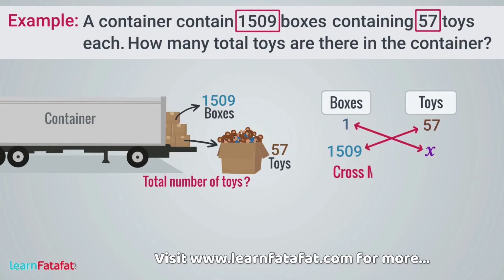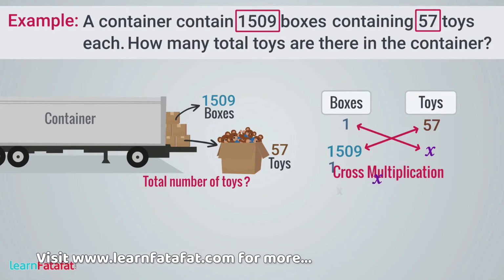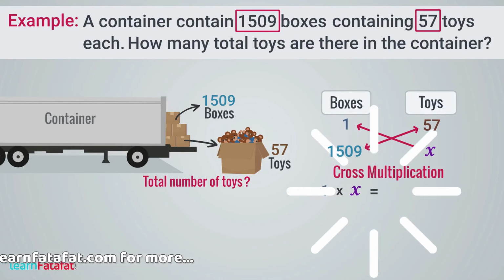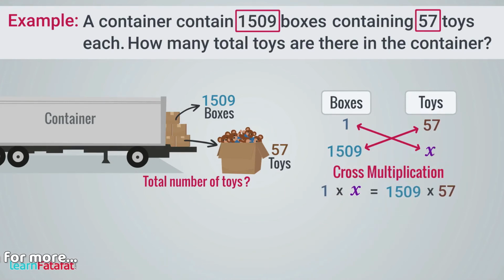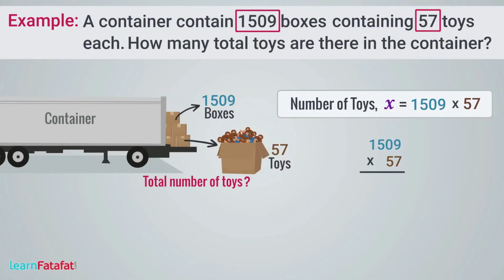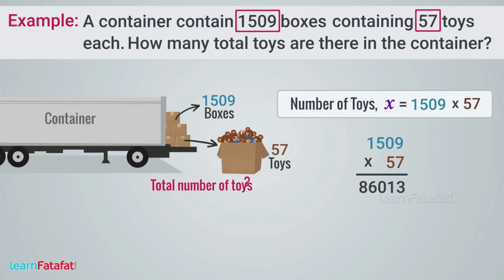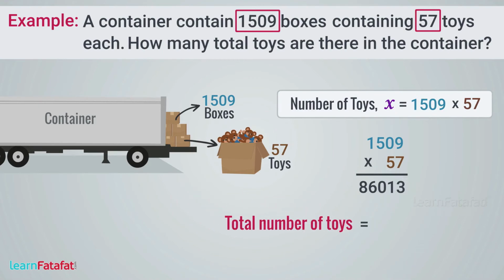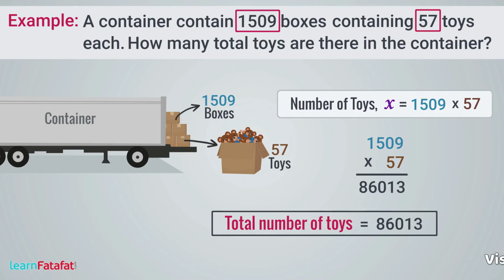Let's perform cross multiplication. 1 multiplied by X is equal to 1509 multiplied by 57. So number of toys X equals 1509 multiplied by 57. The product gives 86,013. So total number of toys are 86,013. Next example.